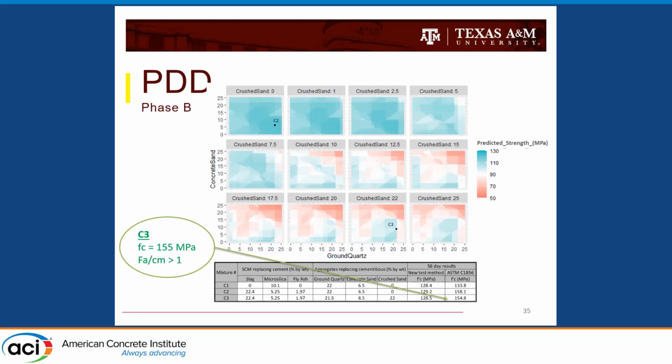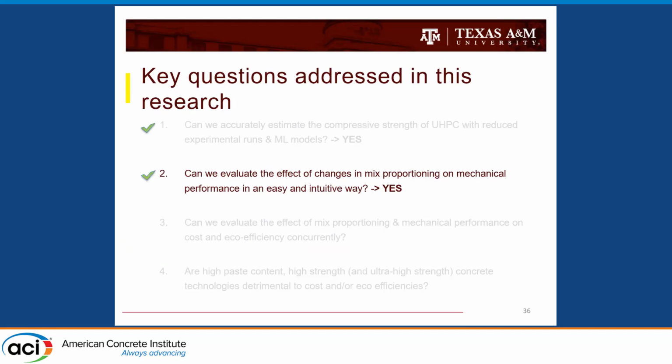And I did this without using any nano materials per se. I didn't pursue any density packing of the aggregates, no fibers, no special thermal curing, just basically these algorithms and machine learning models with this typically available material. So can you look at these relationships in an easy and intuitive way? Yes, we can do that with these diagrams.